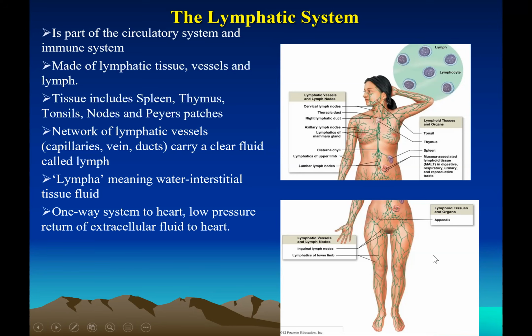Very interesting, it is a one-way system to the heart. See, it doesn't have a pump. So it's kind of a little similar to veins, but there is no pressure at all. So it has to take the lymph back to the venous system just by the valves and the milking action of the muscles. So the pressure inside the lymphatic vessel is very low. It is a one-way system. And then it harbors all the immune cells.